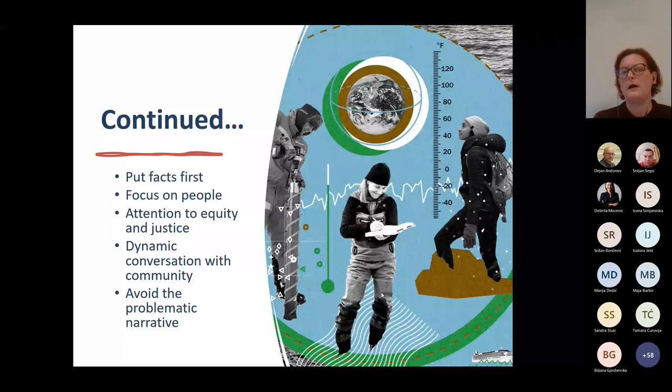Always, when you read something about climate change or an environmental issue, there is this sense of alarming, this sense of problematic narrative. It is important, of course, to raise awareness. And additionally, it is important to keep a balanced narrative. A balanced narrative means that we do not have to exaggerate. We have to put first facts, scientific facts, and then, of course, relate to people, to our audiences.